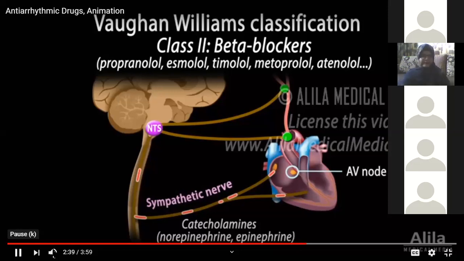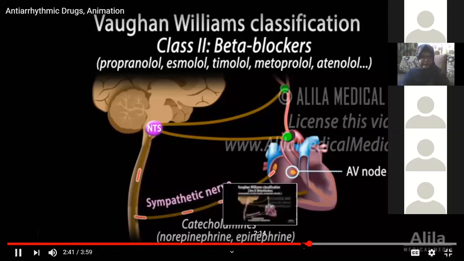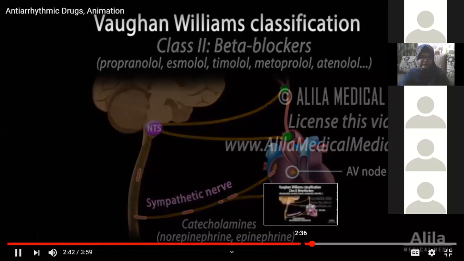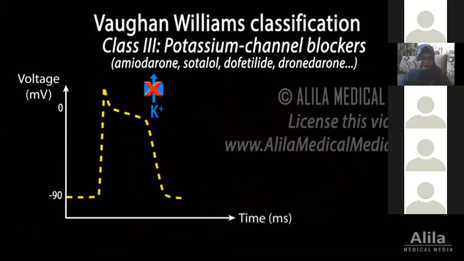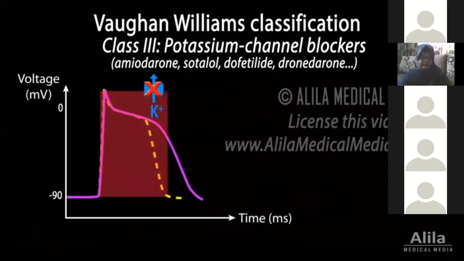Beta blockers may cause AV blocks. Class 3, potassium channel blockers. These agents block the potassium channels responsible for the repolarizing phase. The result is a slowed repolarization, hence a prolonged duration of action potentials and refractory period. This reduces the heart's excitability and suppresses reentrant tachycardias.